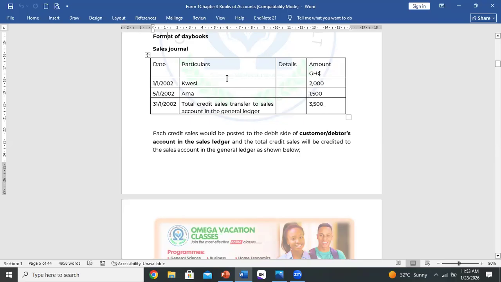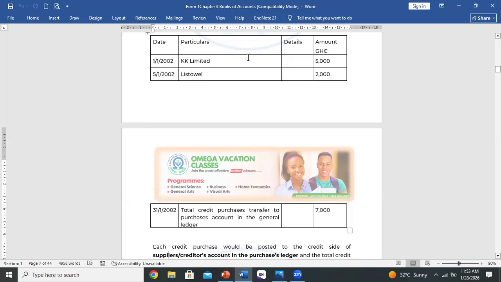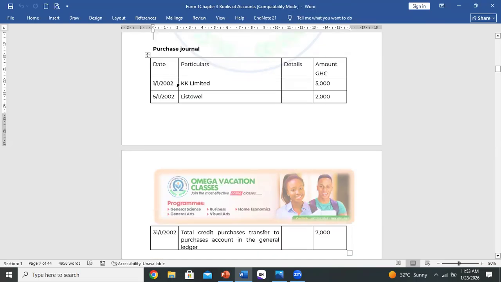If it had been the purchases journal, let me go on to the next. So if this is our purchases journal, here you see purchases. This means on 1st January, we purchased from KK Limited. On 5th January, we purchased from Listowel. So these are creditors, so their account will be in the purchases ledger. We are going to post these entries into the purchases ledger, and then the total will go to the purchases account in the general ledger. So the totals always go into the general ledger. You put it in that account.